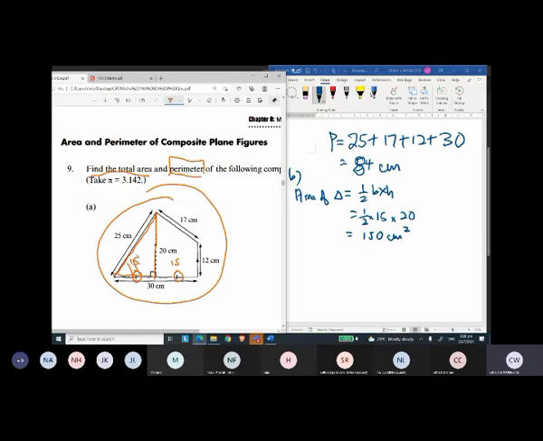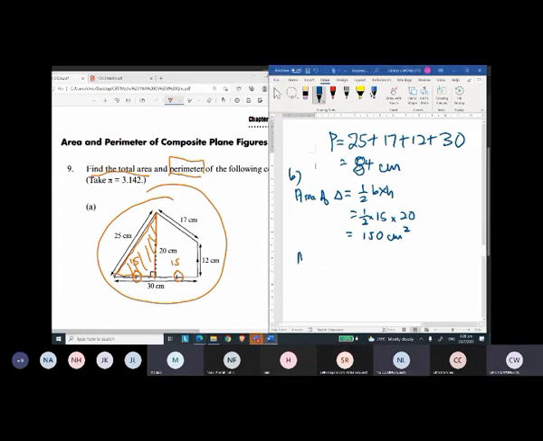Done. Now what is the next one? Manjula, what's the next one? Next one is find the area of the trapezium. Very good. Area of trapezium equals half (A plus B) times height. Okay. What is A plus B? 20 plus 12.